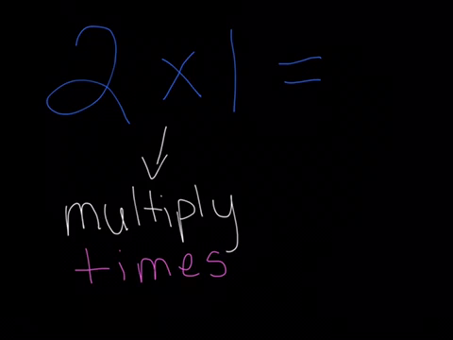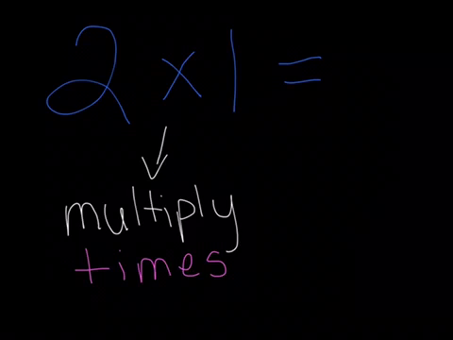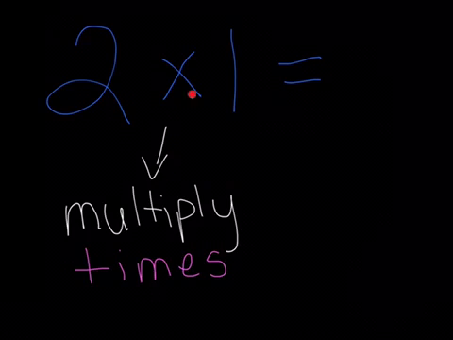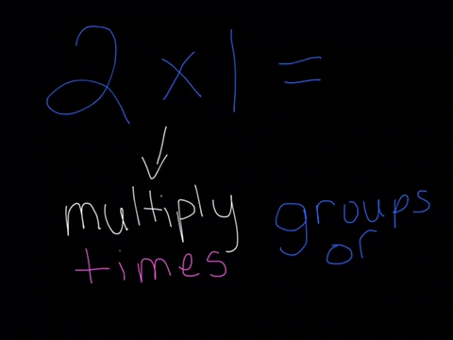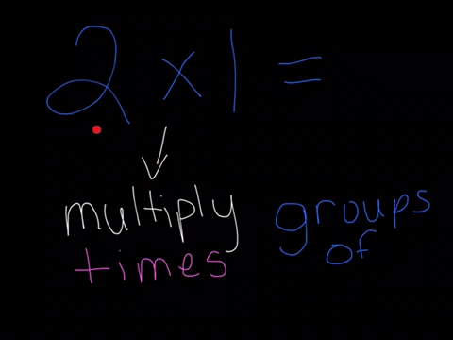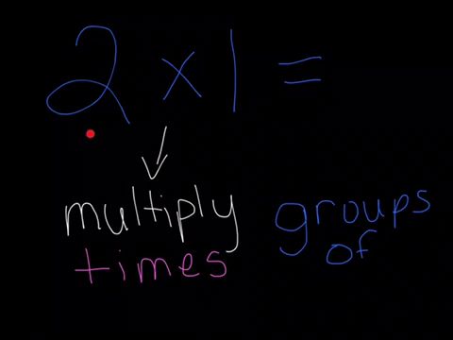In class, we're also going to refer to this symbol as groups of. So when we read this equation, instead of saying 2 times 1, we'll also read it as 2 groups of 1. And that's going to come in really handy as we move forward to using multiplication with repeated addition.